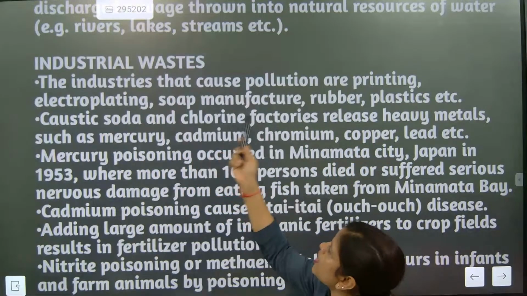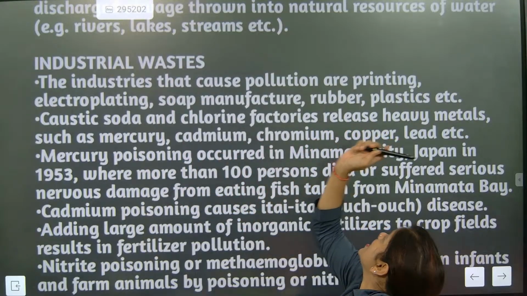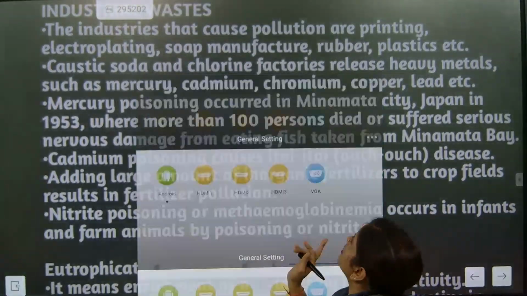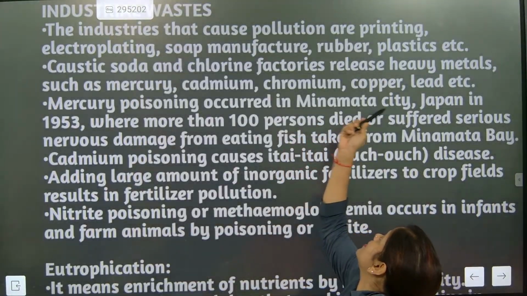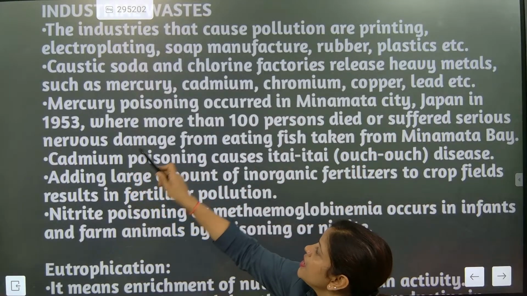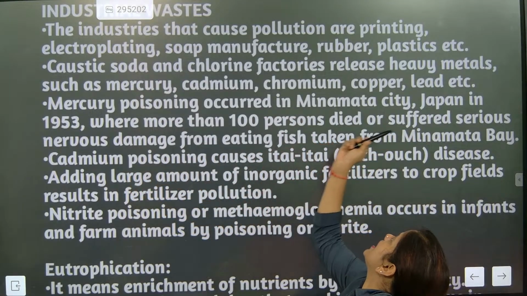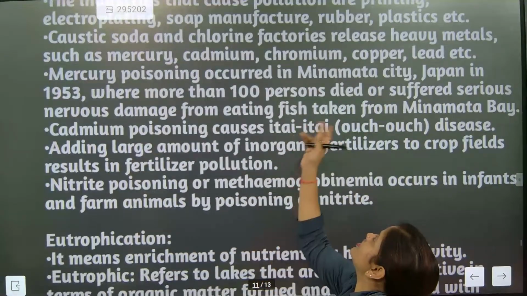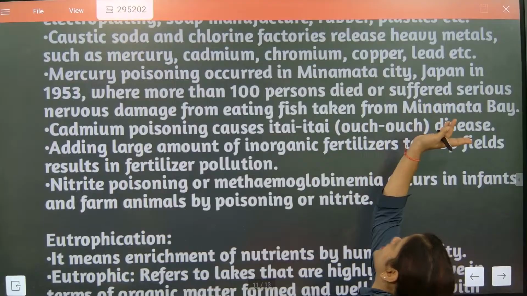So caustic soda and chlorine factories release heavy metals. Mercury poisoning occurred in Minamata city, Japan in which year? 1953, where more than 100 people died or suffered serious nervous damage from eating fish taken from Minamata Bay.